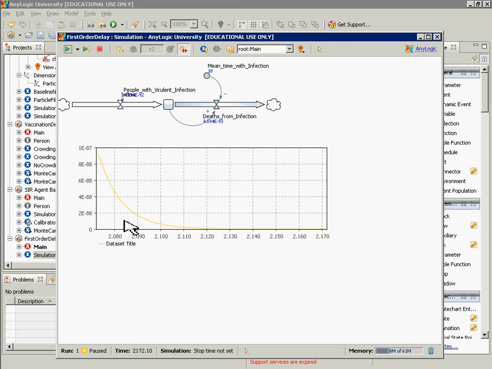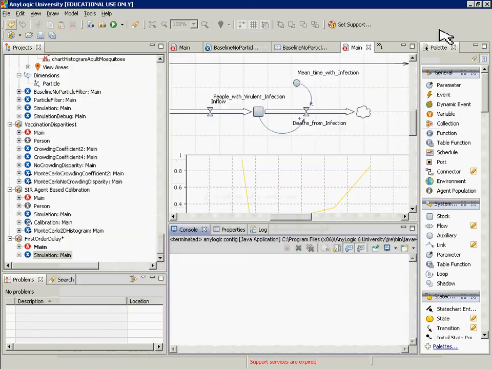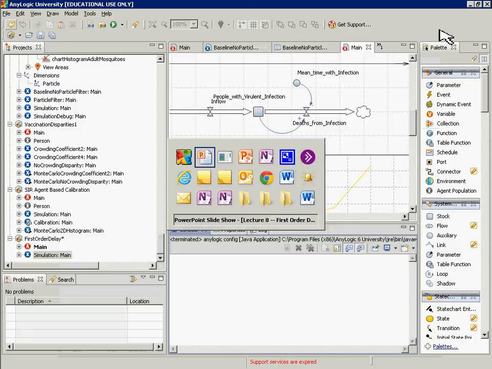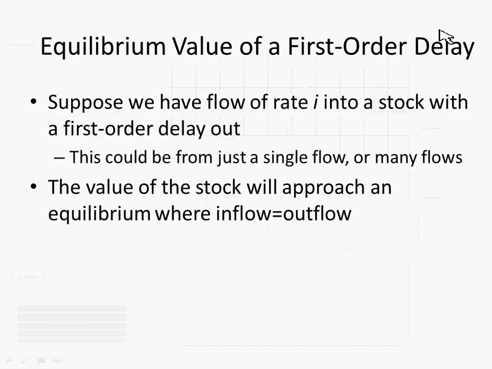We will be seeing that that sort of behavior then gets composed into larger pieces of structure. But it's important to understand that if you have a stock and it's being drained by a flow whose value depends linearly on the value of the stock, what we call a first-order delay, the stock will decline exponentially as e to the minus alpha t.